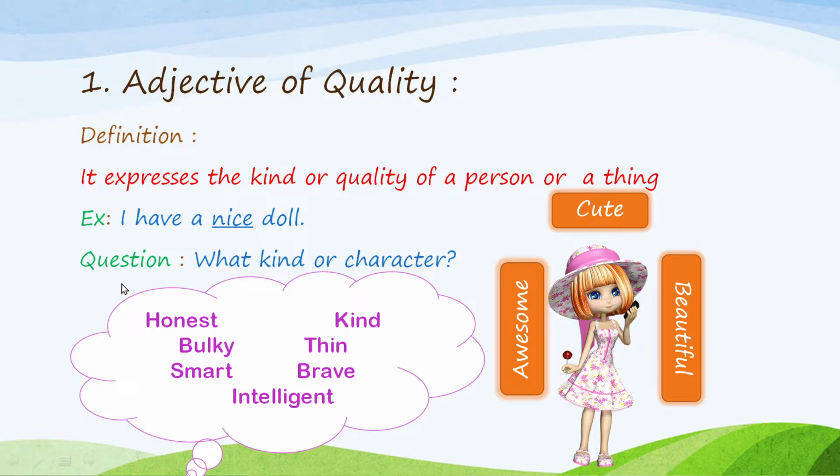The question that it answers is, what kind of character? When you get the answer for this question, it means it is adjective of quality. Other words that are adjective of quality are honest, bulky, smart, kind, thin, brave, intelligent. So adjective of quality tells you about the kind or quality of a noun.